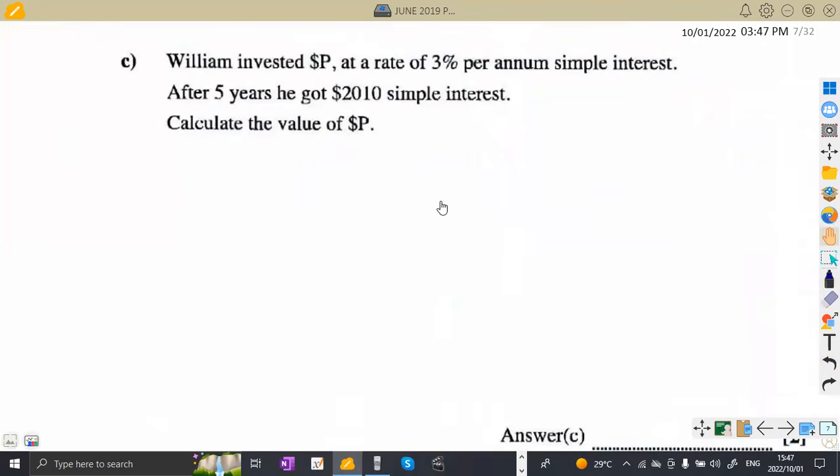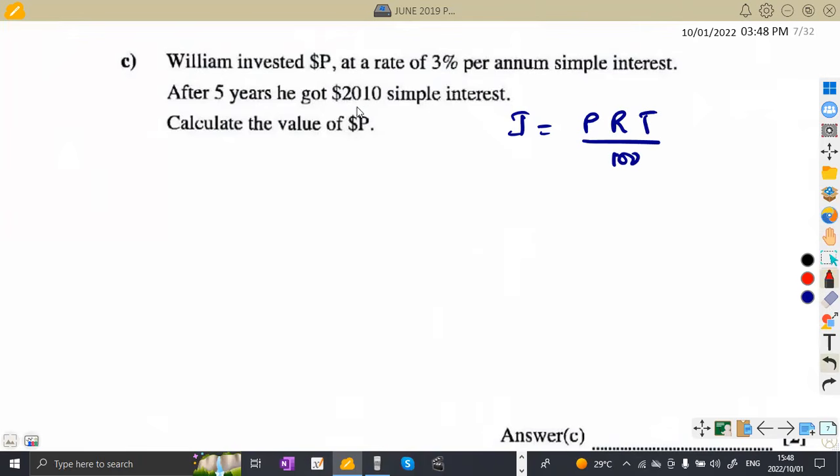William invested P dollars at a rate of 3% per annum, simple interest. So this is a simple interest that you're given. After 5 years, you got $210 simple interest. Calculate the value of P. So P is the principal, that is the amount invested. This is simple interest, guys, where we know our formula: interest is equivalent to the principal times the rate times the time over 100. So you can simply substitute here.